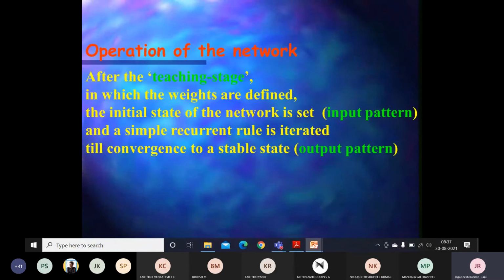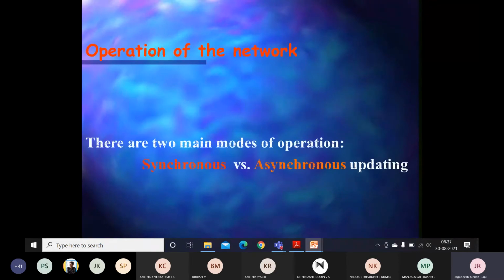The operation of the network has three stages. One is teaching, next is testing, and the next is the excitatory stage, that is nothing but your convergence stage. After the teaching stage, which is your training, in which the weights are defined, the initial state of the network is set, and the simple recurrent rule is iterated till convergence to a stable state, which is the output pattern. So whenever I supply an input pattern, I need to obtain an output pattern, and I need to repeat the process till the network converges.